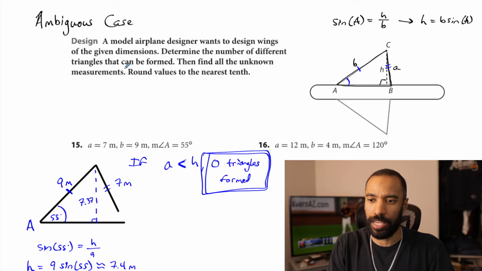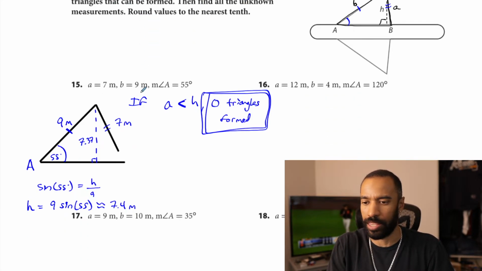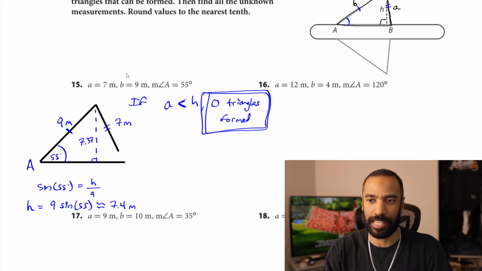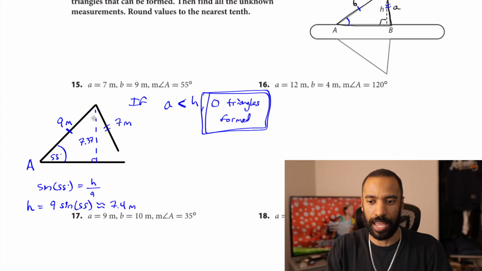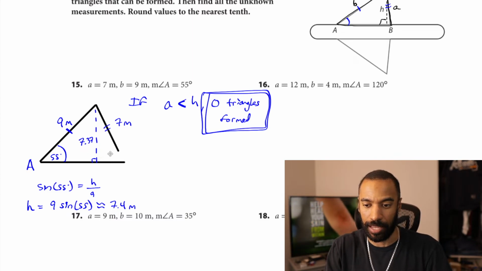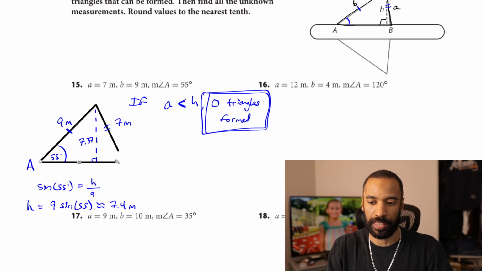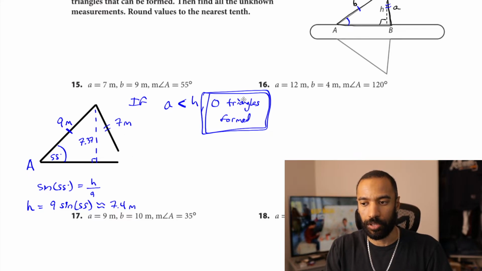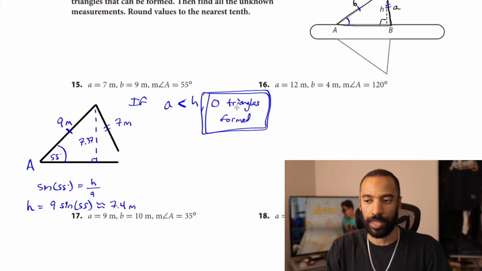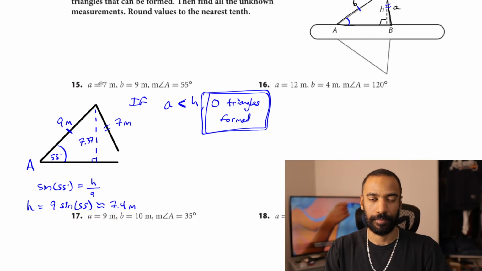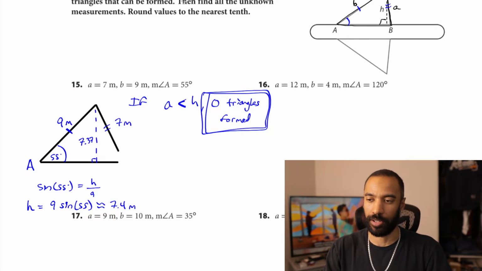Now they said find all the unknown measurements, round values to the nearest tenth. If you can't form any triangles, there are no measurements to be found. I can't connect these things together. I can't use an angle that'll make that happen. I can't make an angle out of this thing, and there's no side length that can reach. So there is no triangle that can be formed. I'm actually done with this problem. I don't think a lot of other problems are like that, but we'll see.